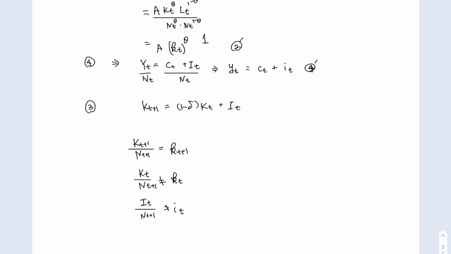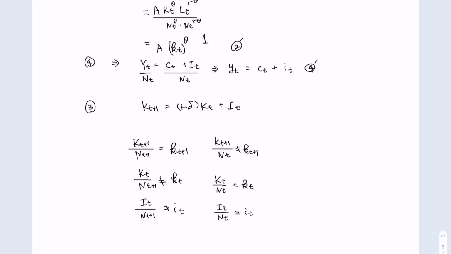However, for the right-hand side, K_t over N_{t+1} doesn't equal k_t, and I_t over N_{t+1} doesn't equal i_t. So the other way is, how about we divide both sides of the equation by N_t? If we do that, then the left-hand side of the equation is K_{t+1} over N_t, and it doesn't equal k_{t+1}. But for the right-hand side, we can successfully convert the capital stock in aggregate into the capital stock per capita and the investment per capita.